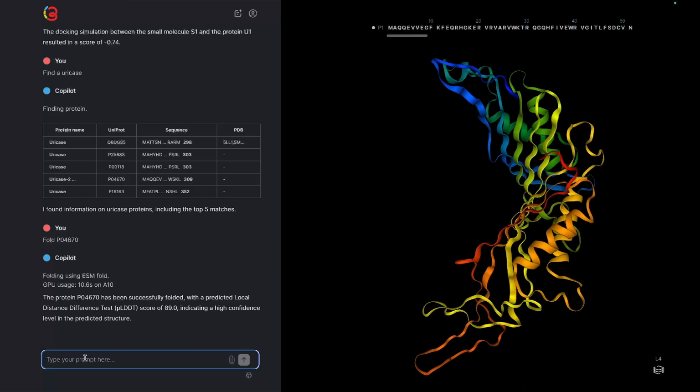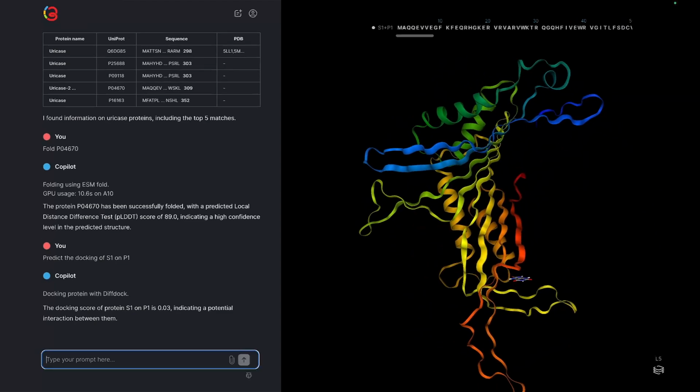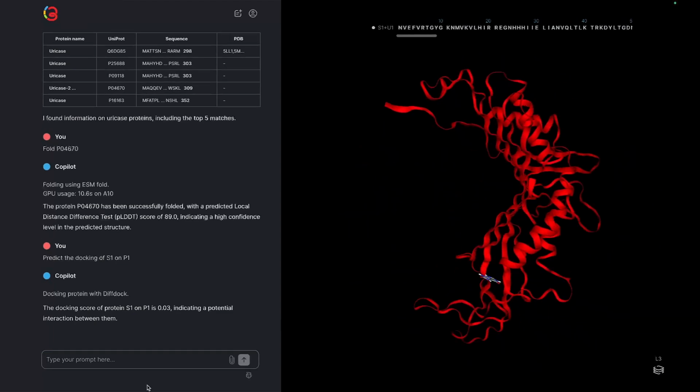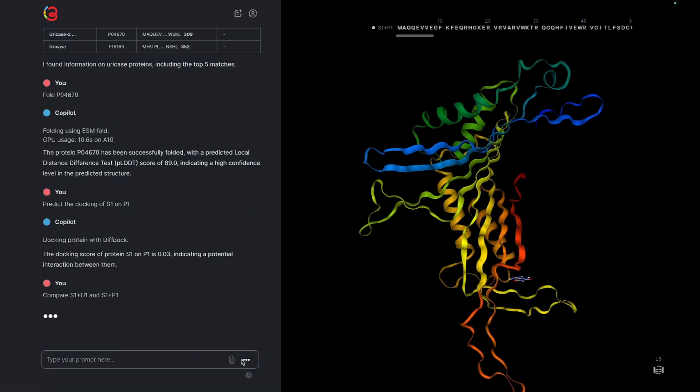Now that we have a structure, we can predict the docking of S1 on P1, which uses the DiffDock method as before. And now we can easily evaluate the results by asking Copilot to compare S1 plus U1 and S1 plus P1.